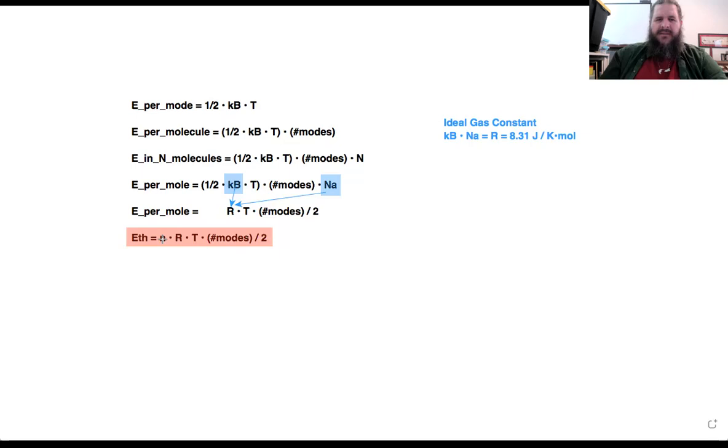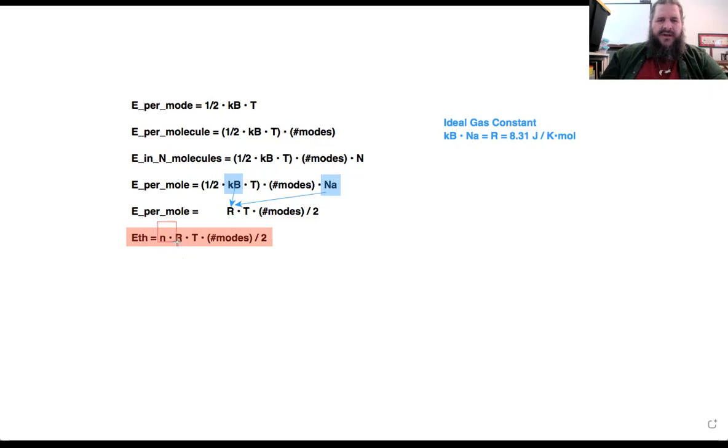As long as you know how many moles there are, the temperature, and the number of modes, you can use this to immediately calculate the thermal energy of the whole thing. Any questions on that so far? No. And one other really convenient substitution.